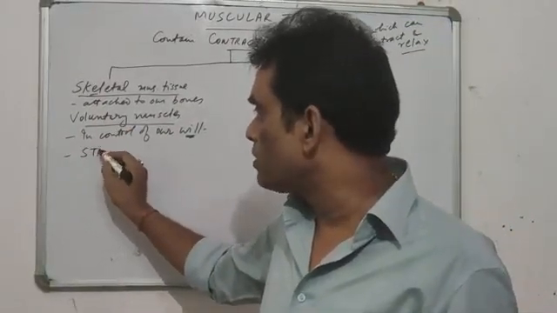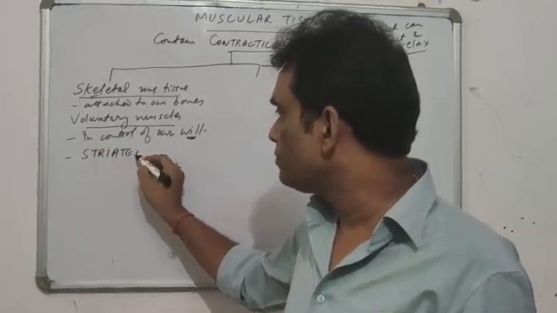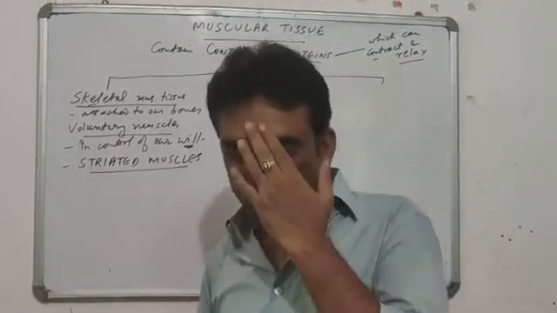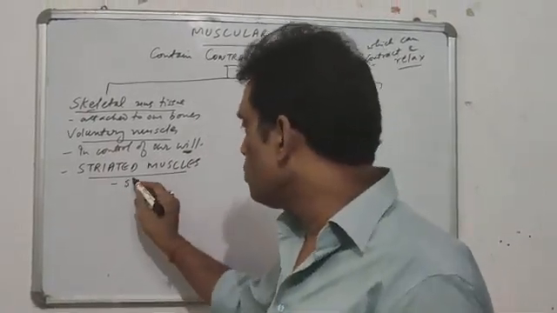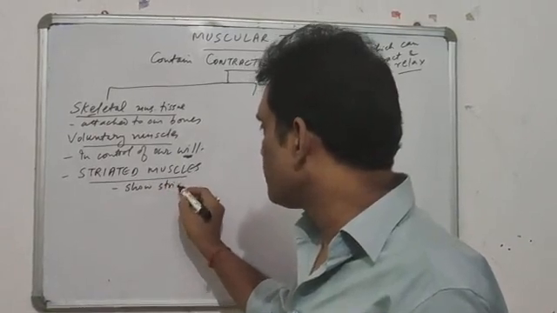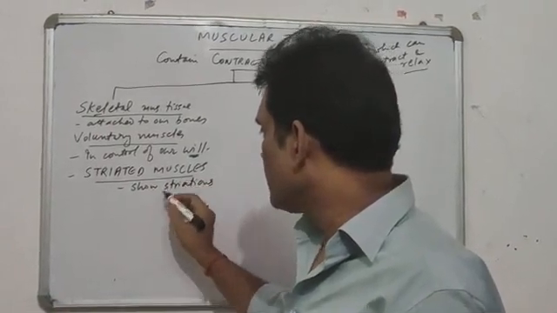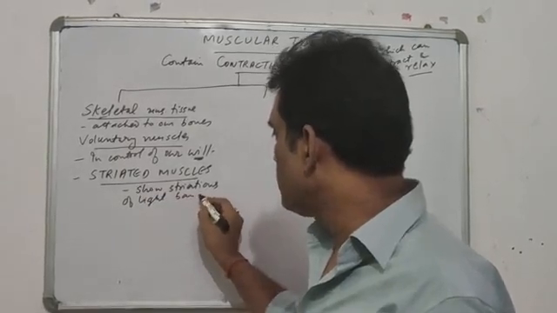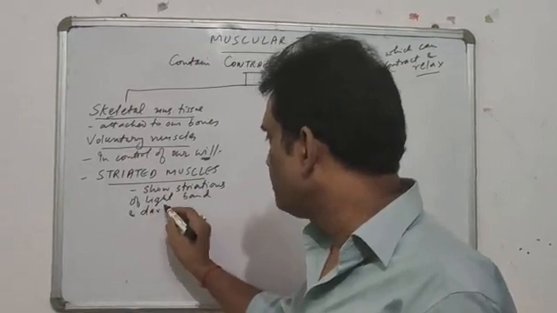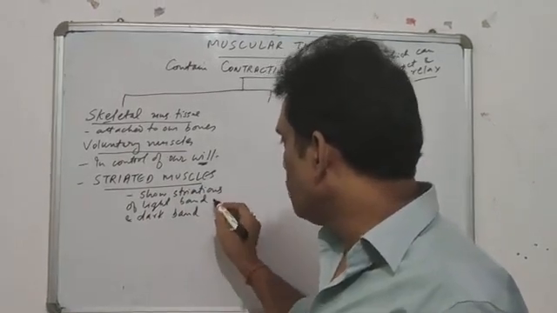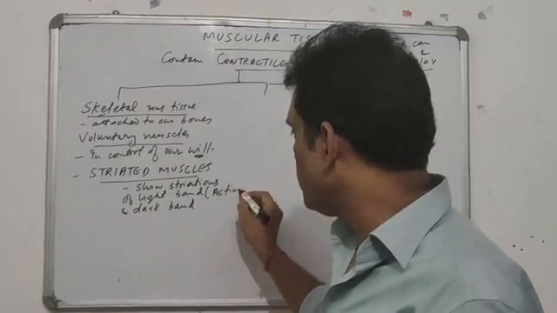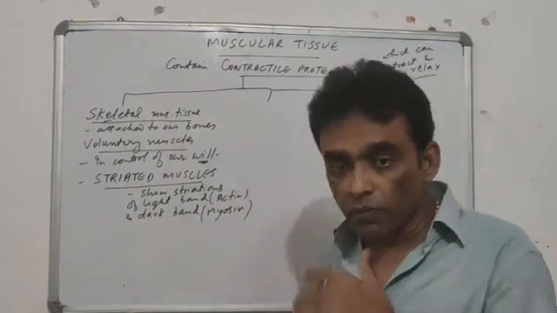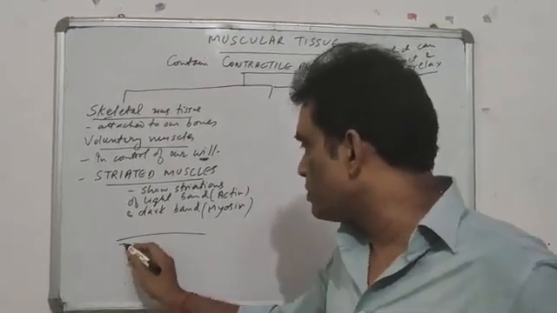They are also called striated muscles. Striated because they show striations of light band and dark band. You know, light band is due to a protein called actin and dark band is due to a protein called myosin. If you observe these muscles, they are made up of muscular fibers.